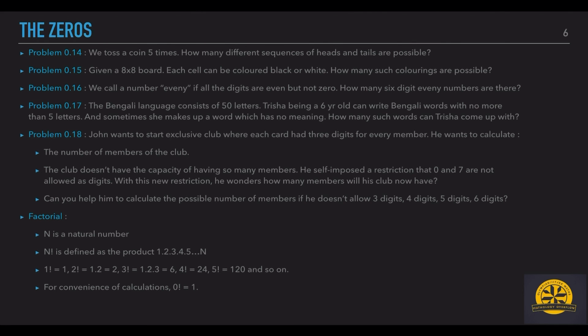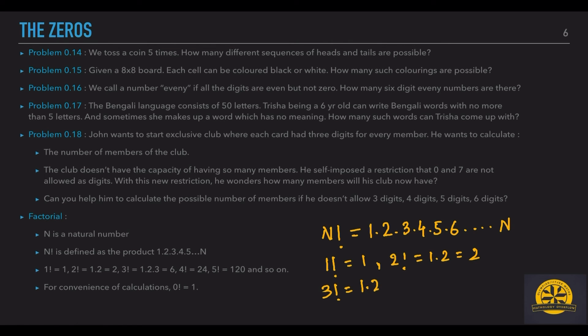So let's say we are given n, a natural number. n factorial is defined as the product of 1 times 2 times 3 times 4 times 5 times 6, all the way up to n. So let's try to compute a few factorials. 1 factorial is 1, 2 factorial is 1 times 2, that's 2, 3 factorial is 1 times 2 times 3, that's 6, 4 factorial is 1 times 2 times 3 times 4, that's 24. Similarly, 5 factorial is 1 times 2 times 3 times 4 times 5, that's 120.